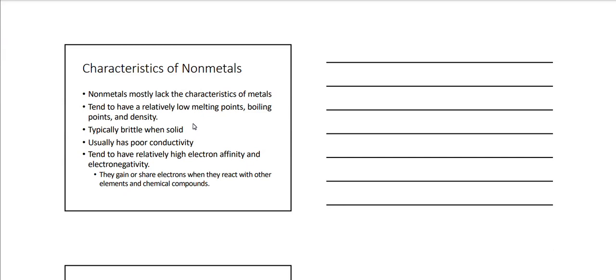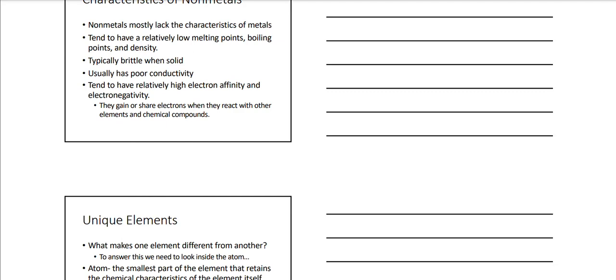Characteristics of nonmetals. It's basically the opposite of the metals. So nonmetals mostly lack characteristics of metals. Anything the metals exhibit, the nonmetals will be against. They tend to have a relatively low melting point, boiling point, and also density. For example, if you look at the periodic table, gases like oxygen and nitrogen are both non-metals, okay? And they both have a low melting point, right? Because they're already in the gas state, and also the density is low for these.